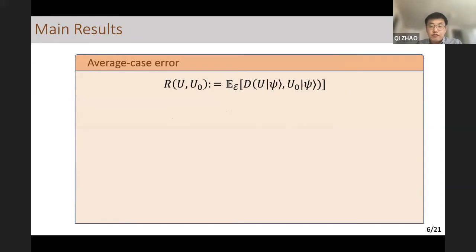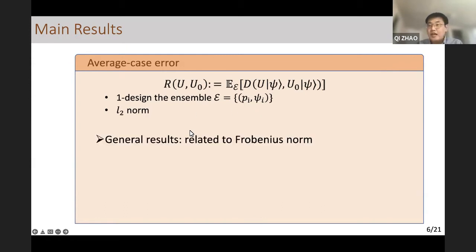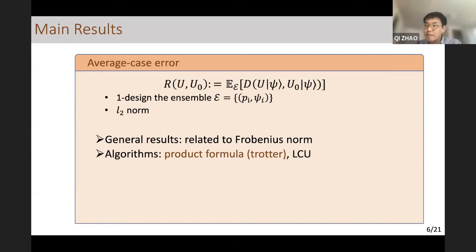Okay, at first I would like to give a brief summary of our main results. Here we mainly talk about the 1 design example and the L2 norm. For other types of distance like the trace norm, the analysis is similar. At first, we give a general result for the average performance in Hamiltonian simulation. We relate this performance to the Frobenius norm. And then we consider different kinds of algorithms, like the product formula method, also known as the Trotter method, and the Hamiltonian simulation algorithm based on the linear combination of unitaries.